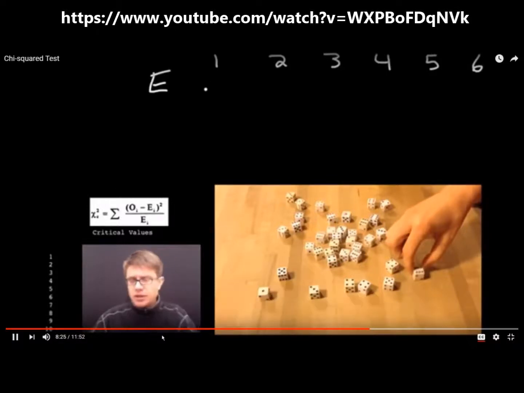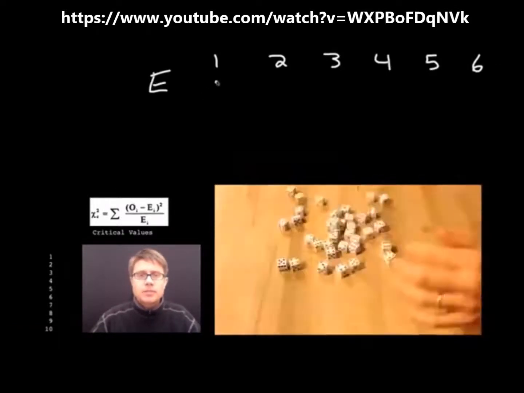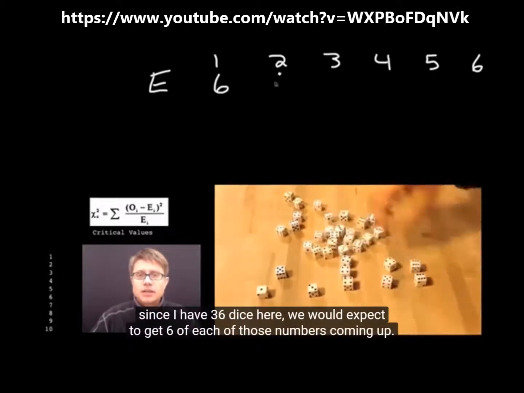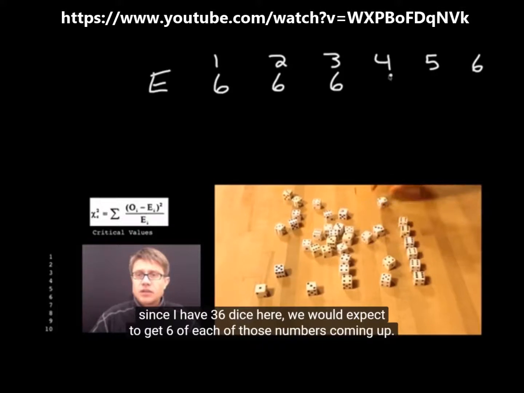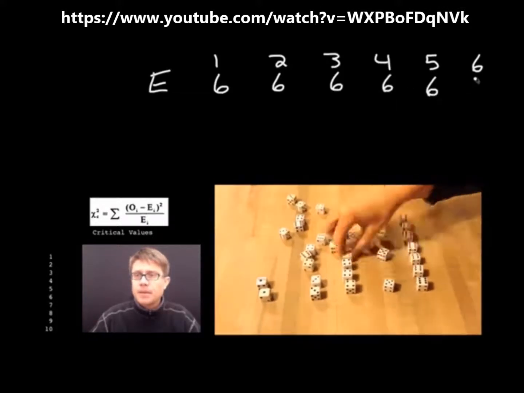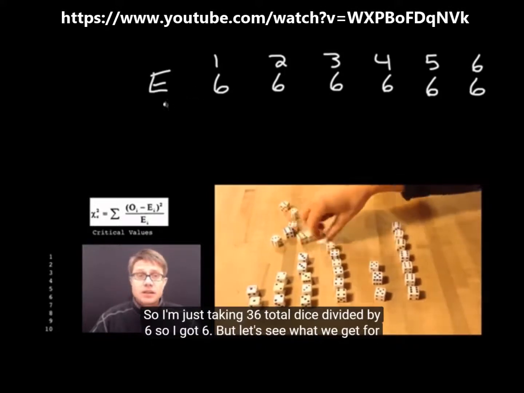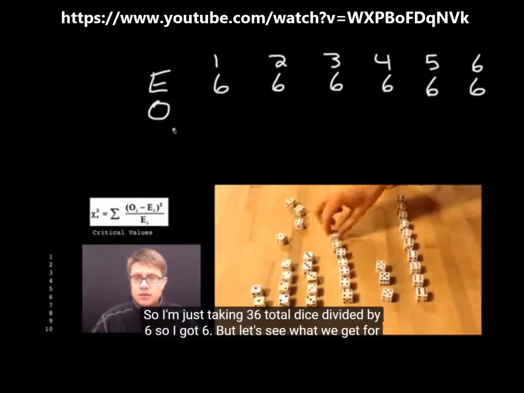And so let's play this out. So expected values, since I have 36 dice here, we would expect to get 6 of each of those numbers coming up. So I'm just taking 36 total dice divided by 6, so I get 6. But let's see what we get for observed value.